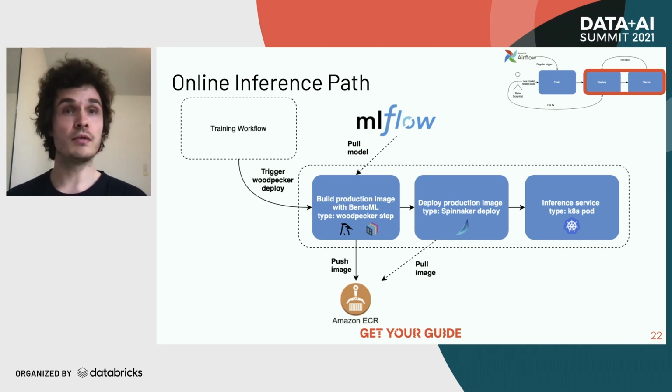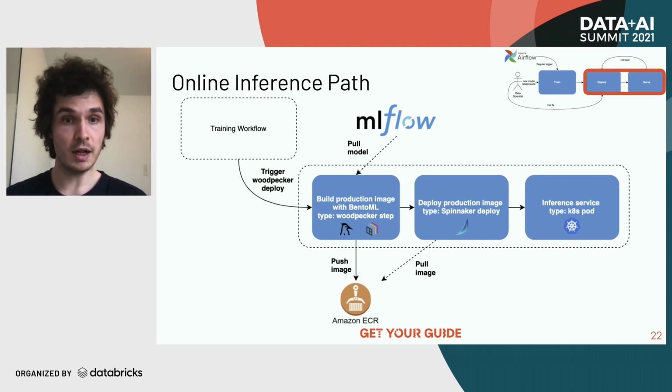So here is the flow for the online inference. And just as a reminder, we have a training job, which was originally triggered from a data scientist commit or an Airflow trigger. And the model was stored in MLflow. And now we can automatically trigger a deployment pipeline after the training.